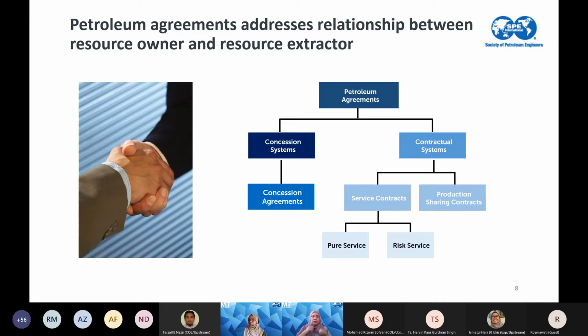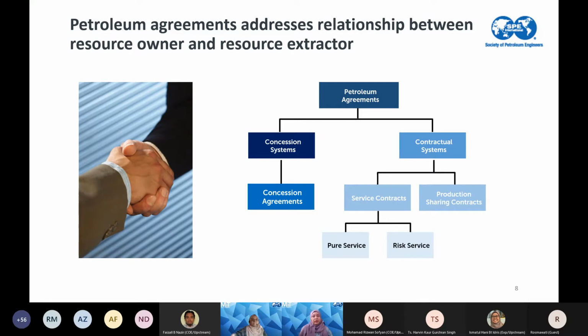So it'll be a host authority saying, go and produce from this field. I will pay you $2 a barrel, and I'll pay for all the costs. You don't have to take any risk. You just charge me your fee, I'll just pay you $2 for helping me produce this, and I'll cover the cost and everything else. So that's a pure service.